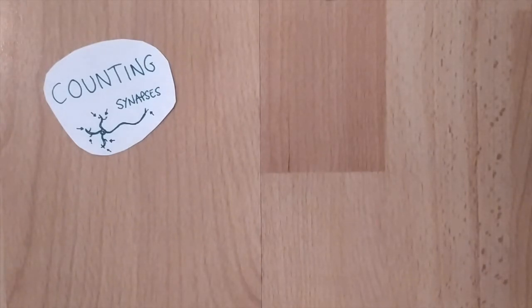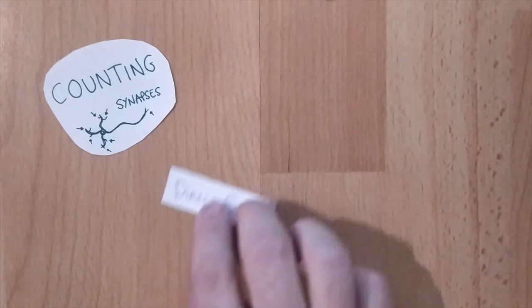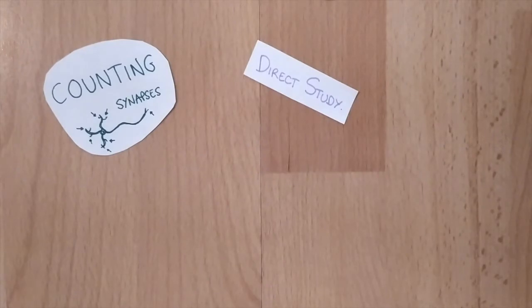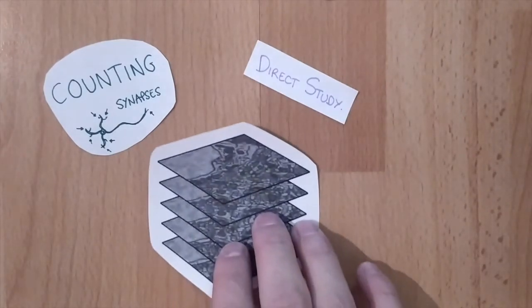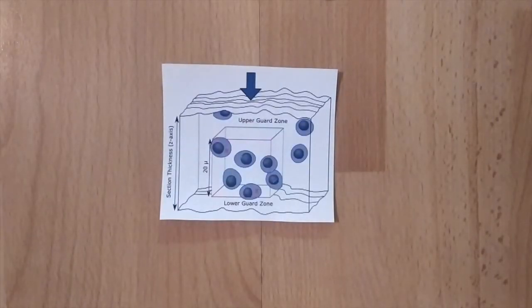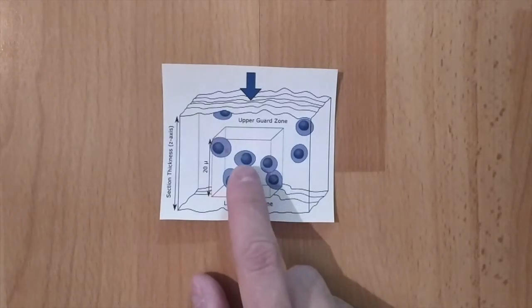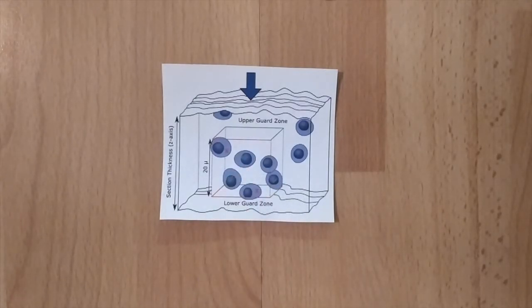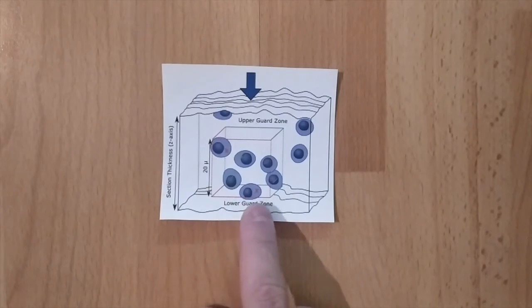Finally, let's talk about counting. In this paper, the quantification has been done using several methods. But to make this important part understandable, we will focus on only one technique, the direct study of serial sections from stacks. In fact, in this method, you have to define a box. Then, all synaptic profiles that are in the box are counted, and the ones that intersect with the edges aren't.